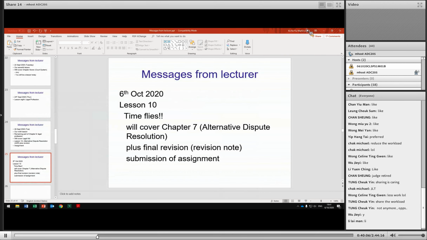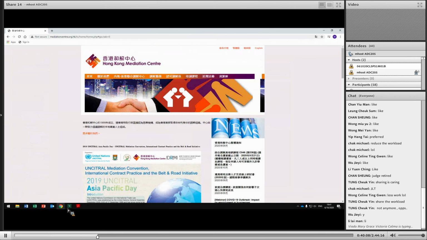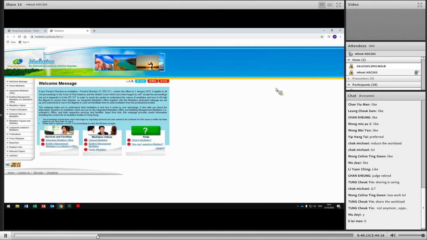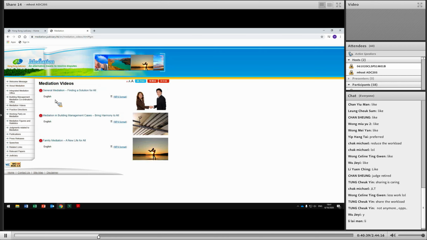Now we can see what mediation looks like. First of all, I would like to show you a clip. If you go to the website of the judiciary, you can find several clips relating to mediation. Because the court welcomes mediation, not only welcomes mediation. In fact, the court always encourages the parties or even presses the parties to use mediation. We can find a clip. So this one is very funny.